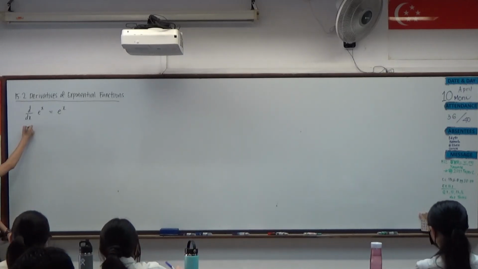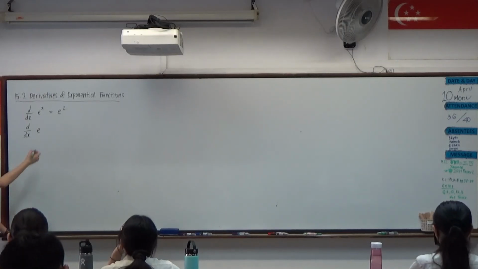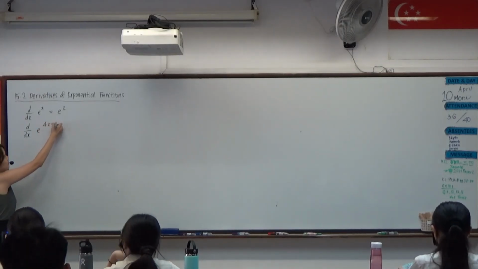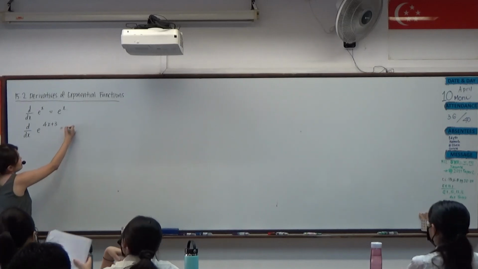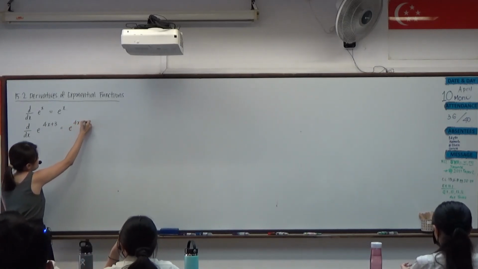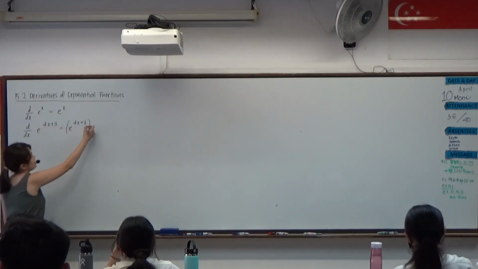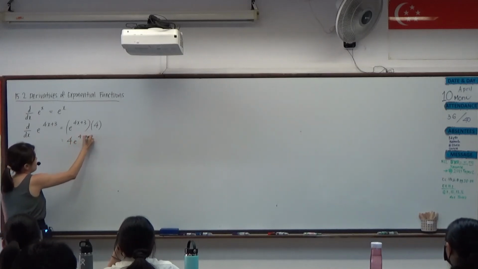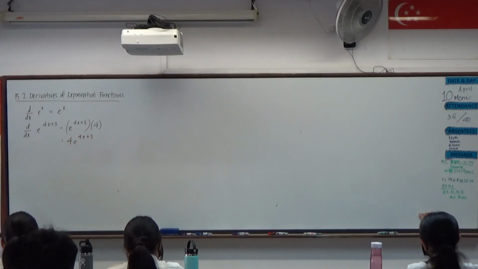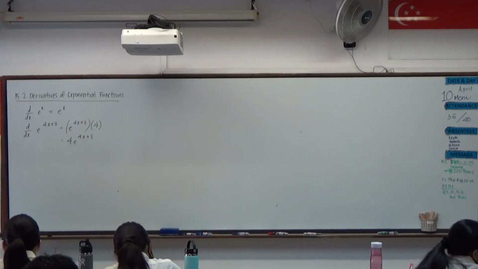But if I want to differentiate e to the power of, let's say, for example, 4x plus 3, then it may not be that simple because we have to apply our chain rule. What comes out of it is that I will get e to the power of 4x plus 3, just that I must remember to differentiate your 4x plus 3, and that will give us a 4. So it simplifies to 4e to the power of 4x plus 3. That's how we apply our chain rule itself.